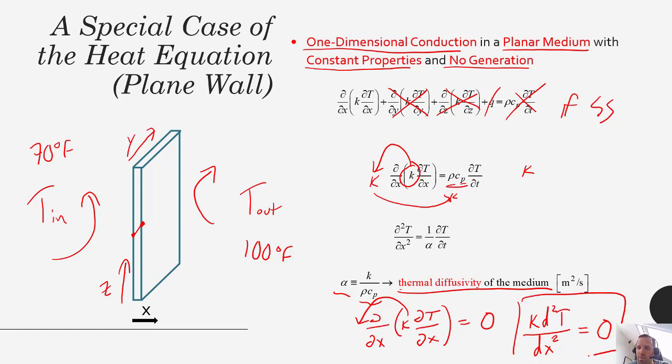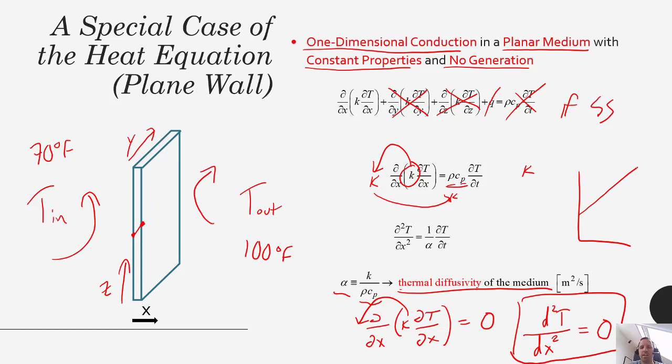So when we have a plane wall, which is a one-dimensional problem with constant properties, constant thermal conductivity in particular, no generation, and it's at steady state, we get this form of the equation. So what does that tell us? You can divide both sides through by k, and you find that the second derivative of temperature with respect to x is 0 under those circumstances. If the second derivative is 0, we have a constant slope. If we have a constant slope, that means our temperature profile is just a straight line.